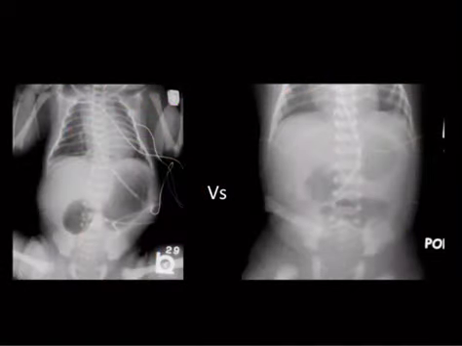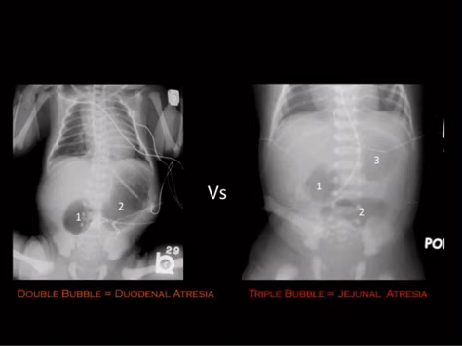All right, next case, we'll do some bubbles. This is popular in PEDS, right? So got a double bubble and a triple bubble. For the purpose of multiple choice, there's only one answer for a double bubble, and that's duodenal atresia. And for the purpose of multiple choice, there's only one answer for a triple bubble, and that's jejunal atresia. You may read that there is a differential with different things. Forget that. That may be practical for real life. For the purpose of multiple choice, double D, DD, double for duodenal atresia. And then the other one's the other one.